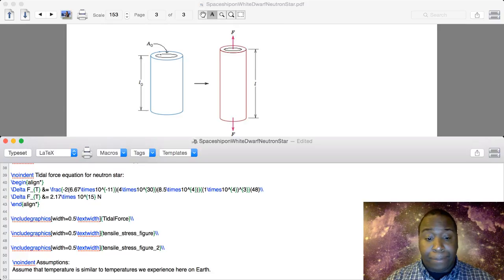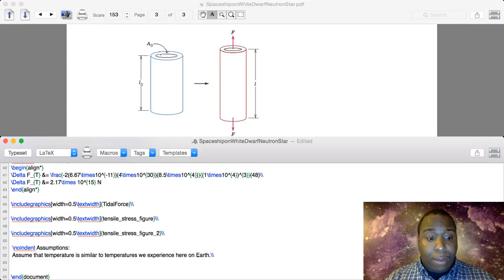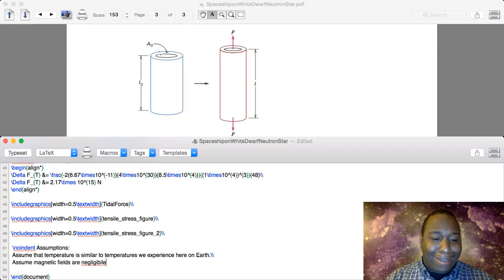Another assumption, specifically with neutron stars, we're assuming that the magnetic fields, let's just assume magnetic fields are negligible. I'm having a problem spelling negligible. And I still misspelled it. There we go. Let's just do that. There we go. All right.